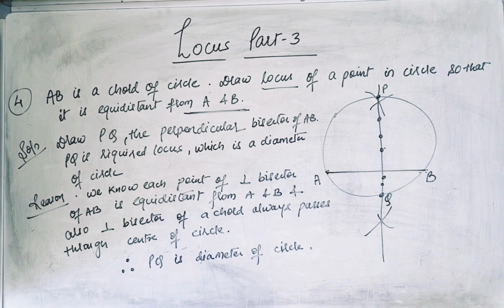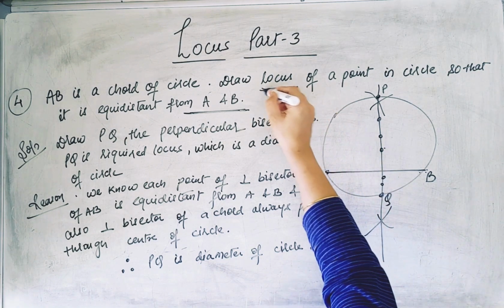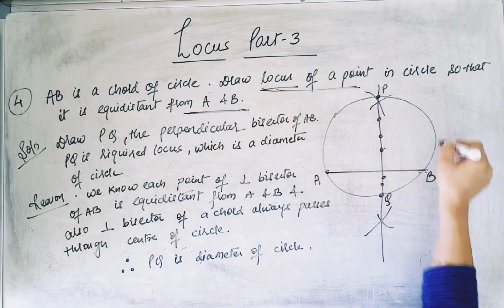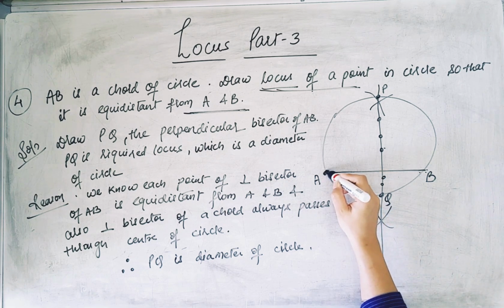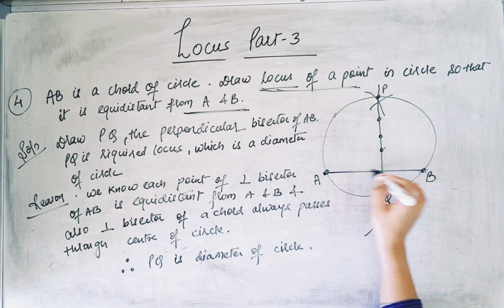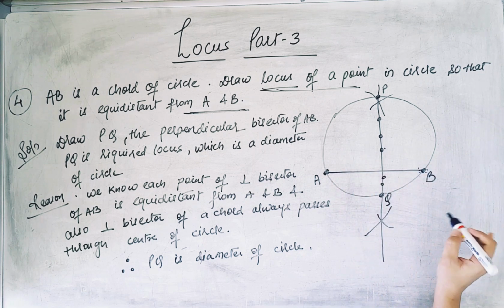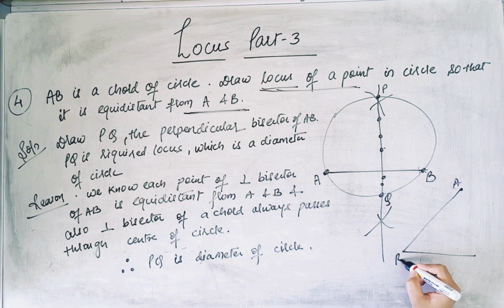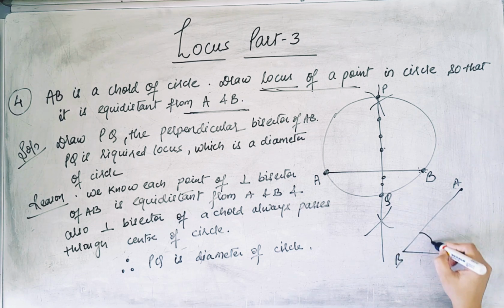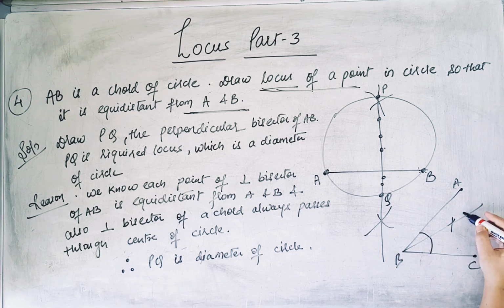So this is how we have constructed the locus of a point in a circle. I am repeating once again, if they are saying from 2 points, we have to draw the perpendicular bisector. If they are saying from 2 sides, then in that case we have to draw the angle bisector. This angle bisector is equidistant from this and this.